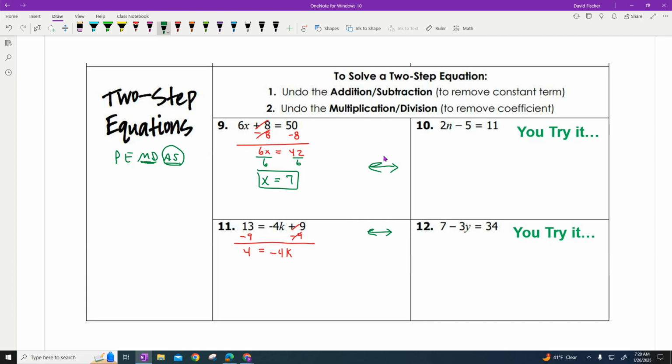Next step. Let's get rid of that multiplication right there by dividing both sides by a negative 4. Okay. Now I'm going to have a k, and 4 divided by negative 4 equals negative 1. But I'm not going to leave my answer that way. I'm going to flip it and just say k equals negative 1. Okay. Alright, pause your video. Try these two. If you get stuck, just look over here to the left.